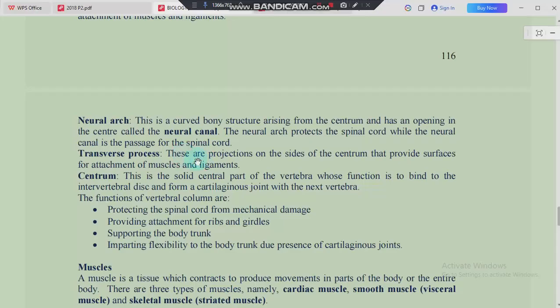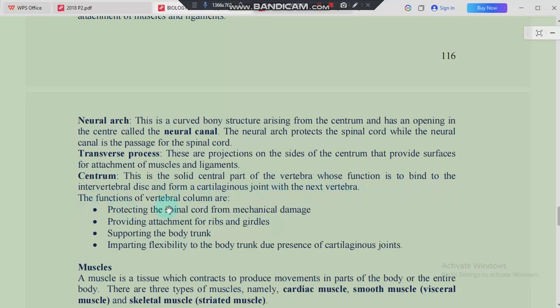Then we talk about the transverse process. This transverse process helps in projection on the sides of the centrum and provides a surface for attachment of muscles and ligaments. Then finally, we have the centrum. The centrum is a solid central part of the vertebra whose function is to bind up the intervertebral disc and form a cartilaginous joint with the next vertebra.